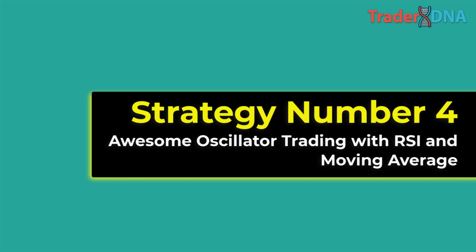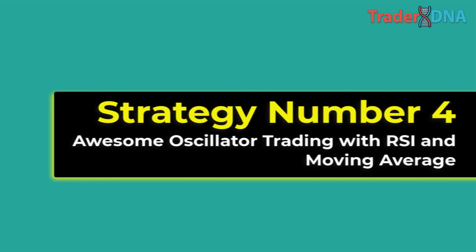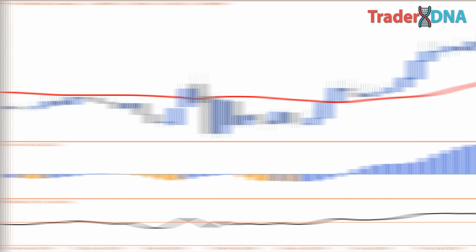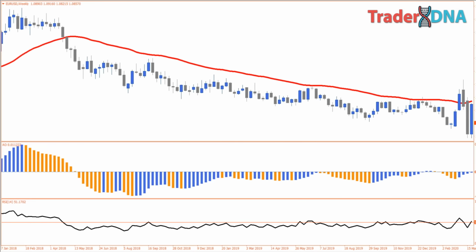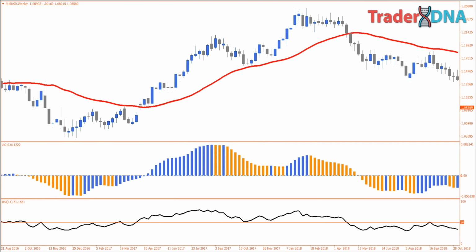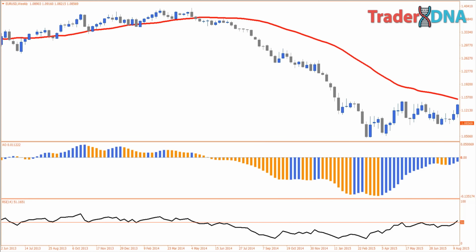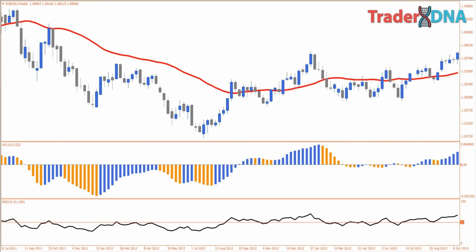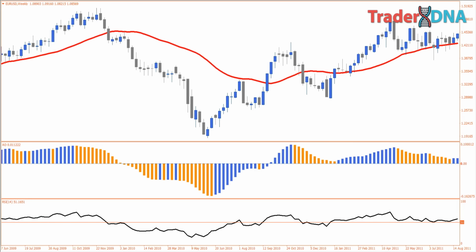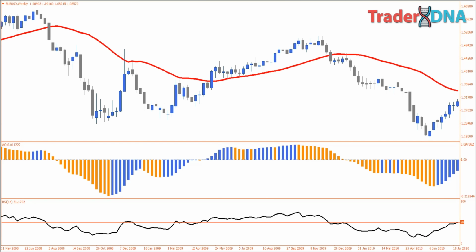Strategy number 4. Awesome Oscillator trading with RSI and EMA filter. This is the best filter that will enhance the accuracy of the 3 Awesome Oscillator signals we discussed earlier. This trading strategy aims to identify trading signals with the right trend and momentum. If we enter the market with the right signal, follow the correct short-term trend, and have the right momentum, it makes sense that your probability of winning becomes very high.